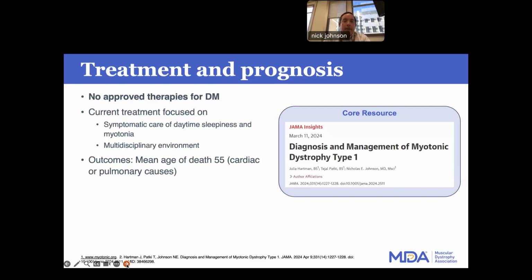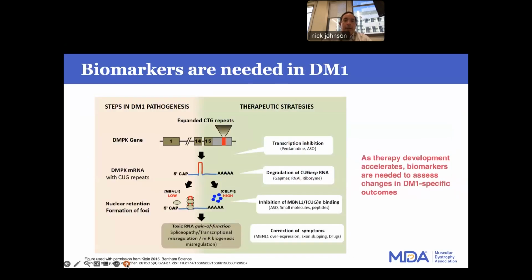Myotonic dystrophy as a whole is a life-limiting disorder, so the mean age of death is 55, typically due to either cardiac or pulmonary causes, as I mentioned before, although neoplasms rank third in terms of the overall cause of mortality. I kind of mentioned this, but I'll take you through this.